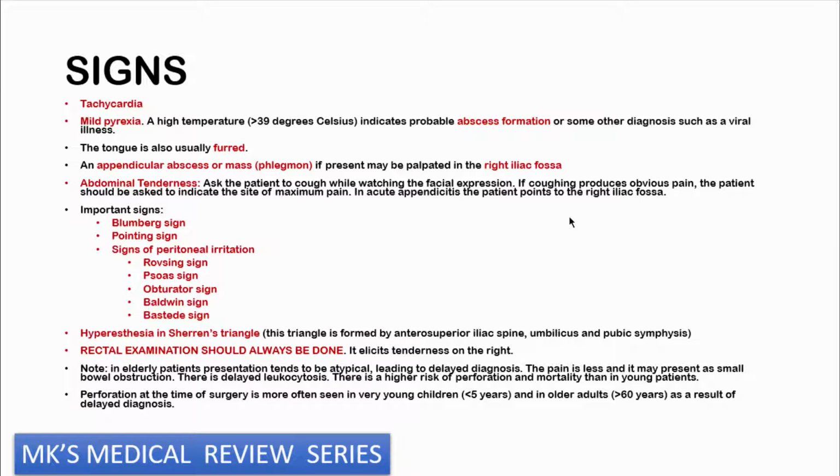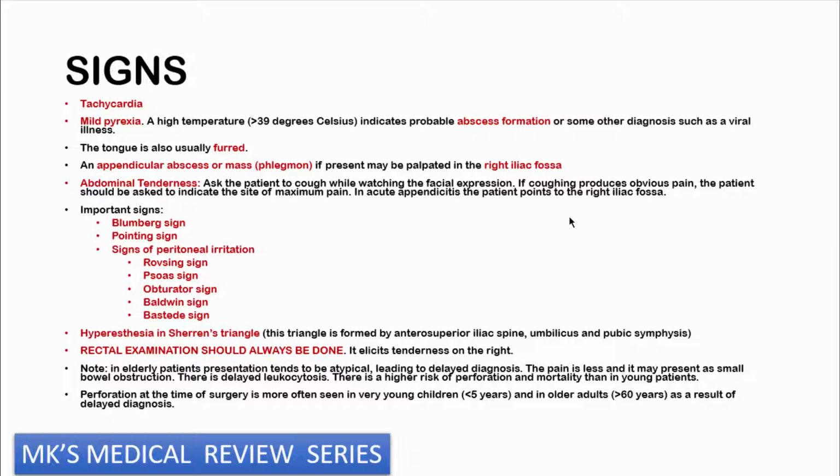Then there are some important signs that I want you to know of as a student. I will mention the most important ones that you should know for your exams, and then others that are going to be able to differentiate an A+ from an A student, a B+ from a B student. So the first part is for those that just want to barely pass the exams. So you have a Blumberg sign, you have a pointing sign, you have signs that are indicative of peritoneal irritation, such as a Rovsing sign, Psoas sign, and Obturator sign. So these first 5 signs, Blumberg sign, pointing sign, Rovsing sign, Psoas sign, and Obturator sign, everyone should know them.